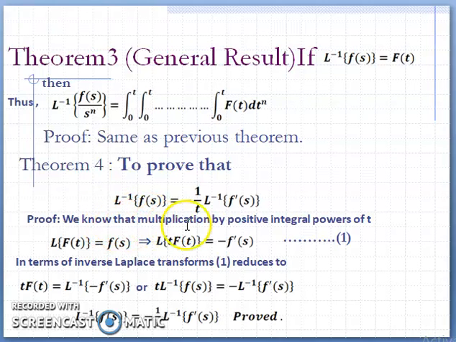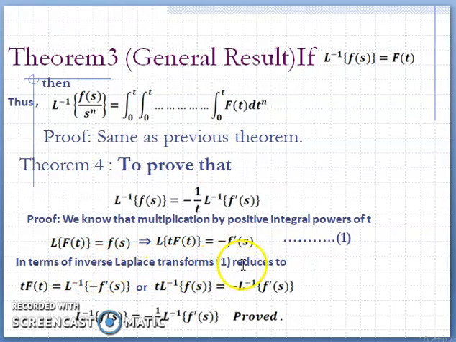We know the multiplication by positive power of t: L of f(t) equals F(s), and L of t into f(t) equals minus F'(s). This is equation number 1. This statement we have already proved when we discussed Laplace transform multiplication by power of t. That is the statement of multiplication by power of t of Laplace transform: L of t into f(t) equals minus F'(s).